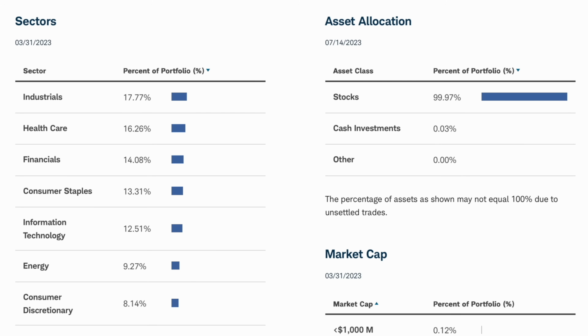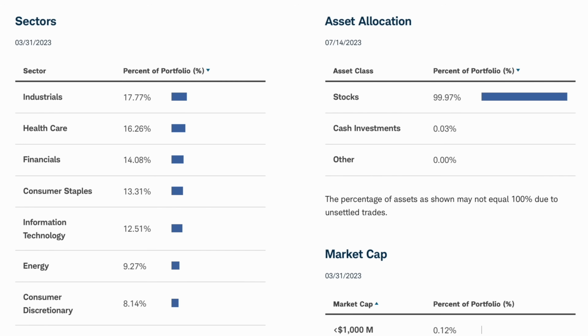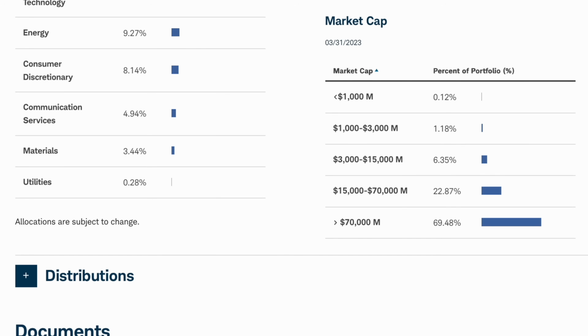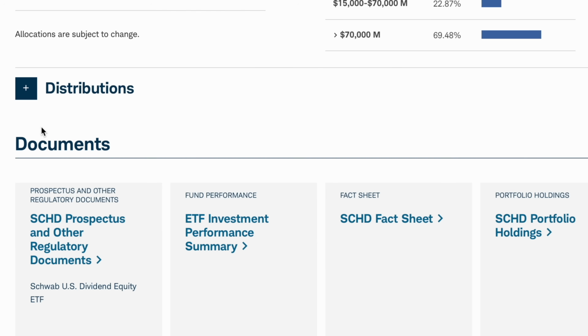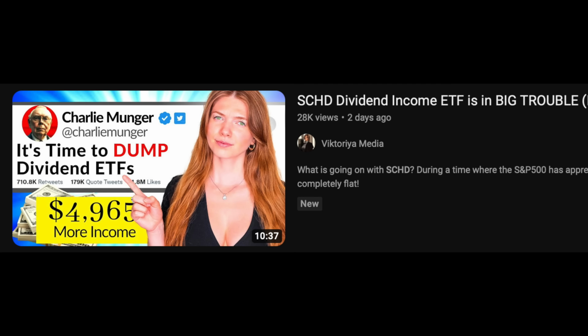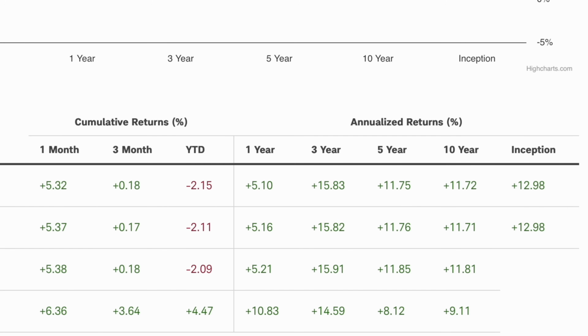And even when you look at the amount of information technology companies that are in SCHD, it's only 12.5% of the ETF. So it's also a relatively low exposure to probably the one sector that has actually outperformed so far this year. So a lot of the content out there recently has been about finding alternative dividend ETFs to invest in other than SCHD, because it hasn't been performing as great, maybe over the last 2 years as it had over the last 10. And the real question is, are they really alternatives?